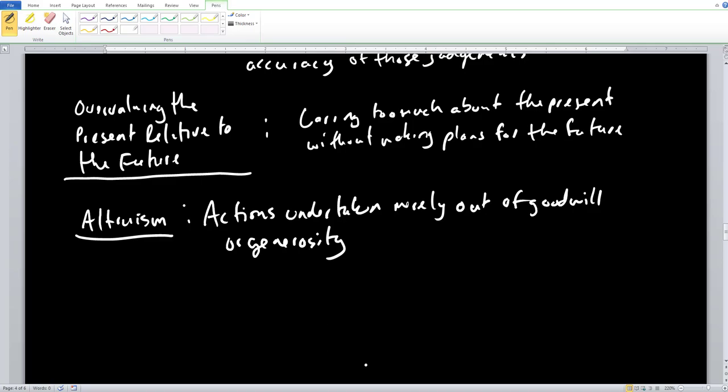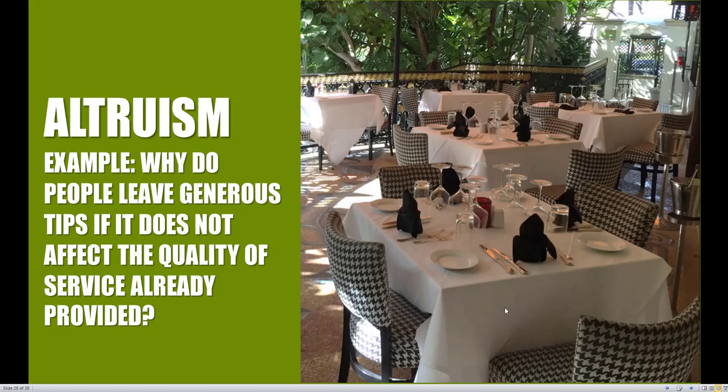An altruism example we can give is, why do people leave generous tips if it does not affect the quality of service already provided? Suppose that you get terrible service within a restaurant, or the server is just rude to you. Why would you still be inclined to give this server a tip, even if you may never come back to this restaurant? That's out of your own goodwill, out of your own generosity, because you know exactly what it feels like to be a waitress or a waiter, and you know that they're getting paid below minimum wage and they live off of their tips. So if you don't tip, they have lost out on a lot of money and they can't survive on that low amount of wages.